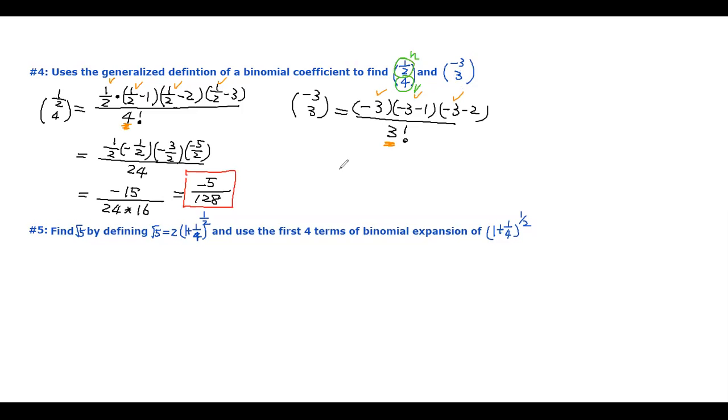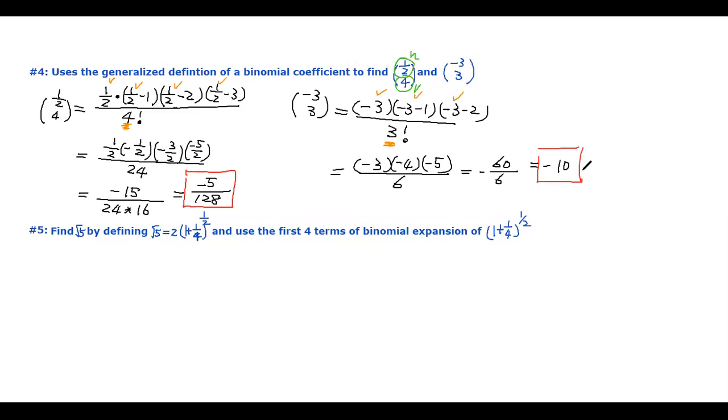All right, so now let's see here. 3 factorial is 6, right? So this is negative 3 times negative 4 times negative 5. So it will be negative 60 over 6 here, so it will be negative 10. You get that? Okay, so that's how we use the generalized coefficient.